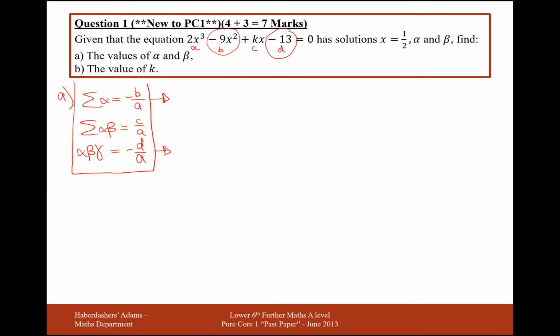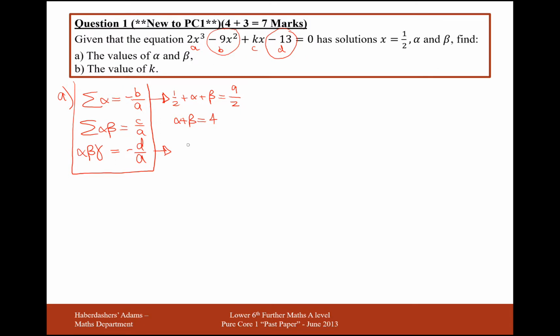So add all the roots together and you get minus b over a. So a half plus alpha plus beta equals minus b over a. B was minus 9, so it would be a plus 9 over a. A was the value 2. And then if I take away a half from both sides, I'll get alpha plus beta. 9 over 2, take away 1 over 2, that gets me to 4.